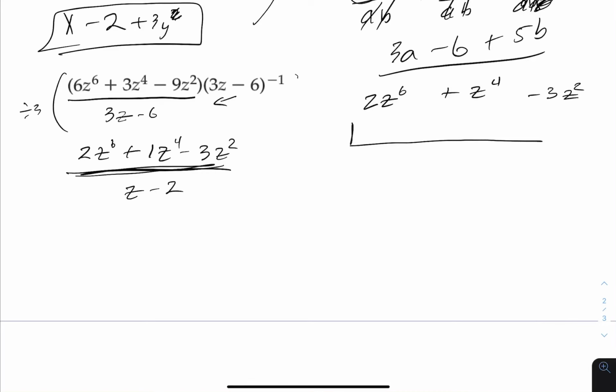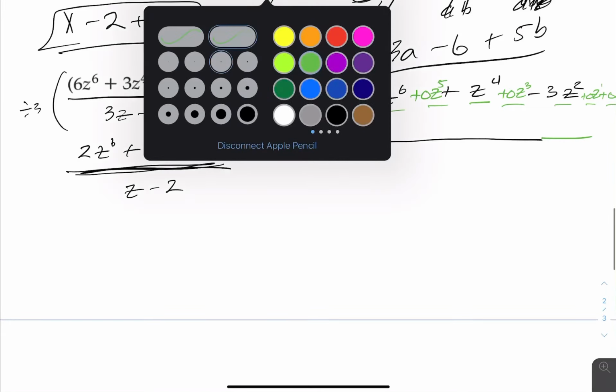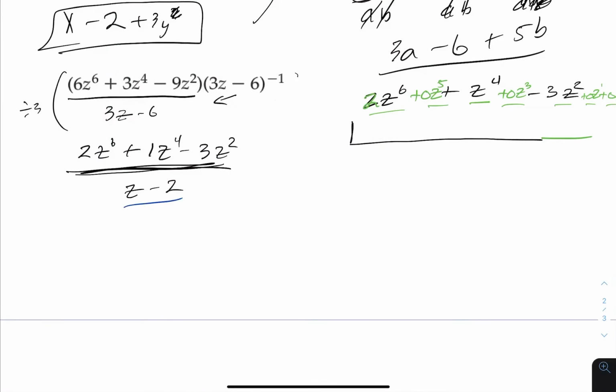So this is 2z6. I need a z5, so plus 0z5. z4, I need a z3, plus 0z3. I need a z1, so plus 0z1. And I need a constant term, plus 0. So if you do synthetic division, you have to go down in order exactly. So it's going to go 6, 5, 4, 3, 2, 1, 0. And then over here, we divide by the opposite, so positive 2.